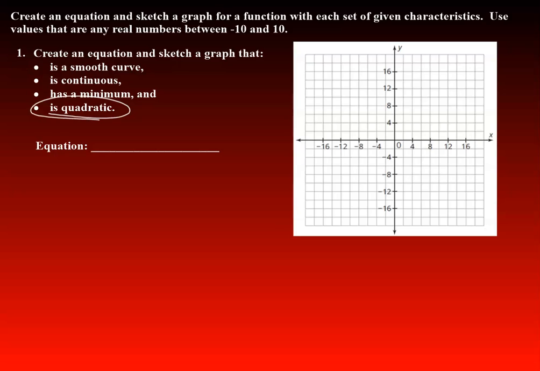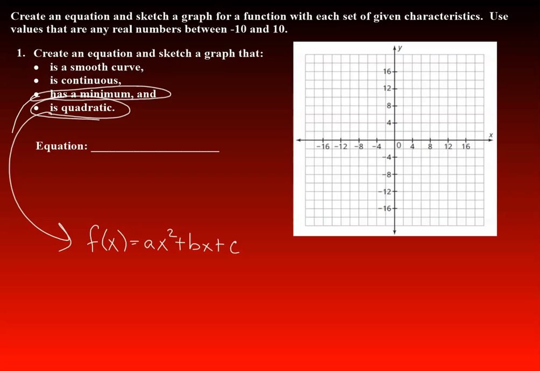This right here is important. When I see is quadratic, I want to go back and look up the equation for a quadratic function. f(x) = ax² + bx + c. The second thing is that it says it has a minimum, which means my graph is going to open up. And just to help you out, when graphs open up, this value is positive. The a value will be positive.